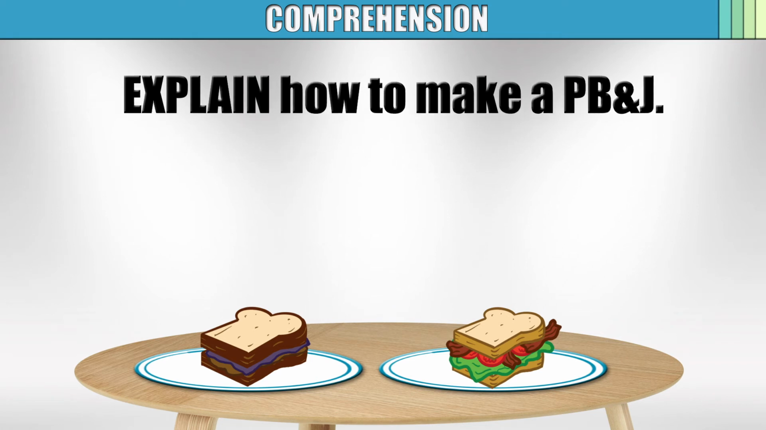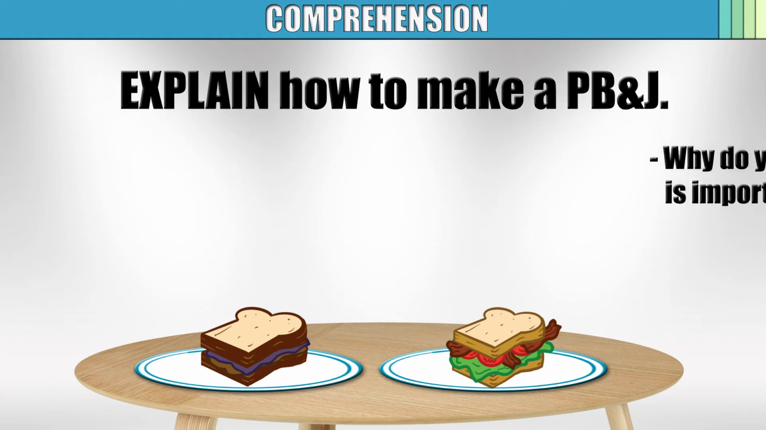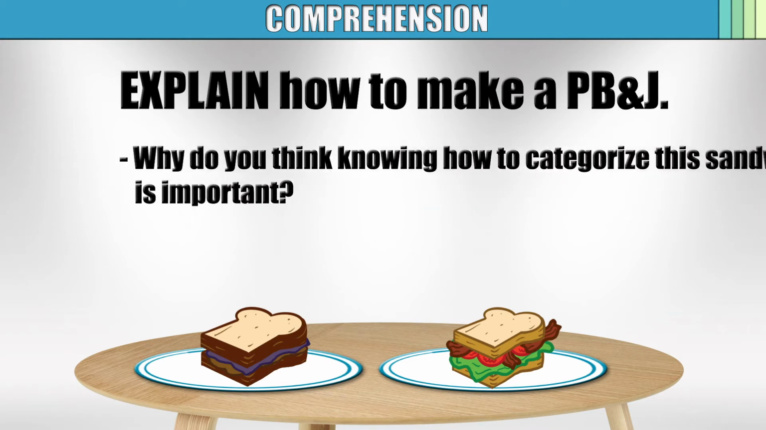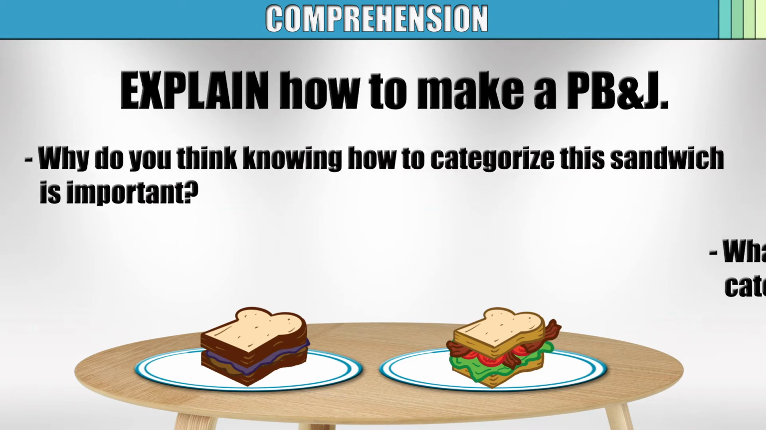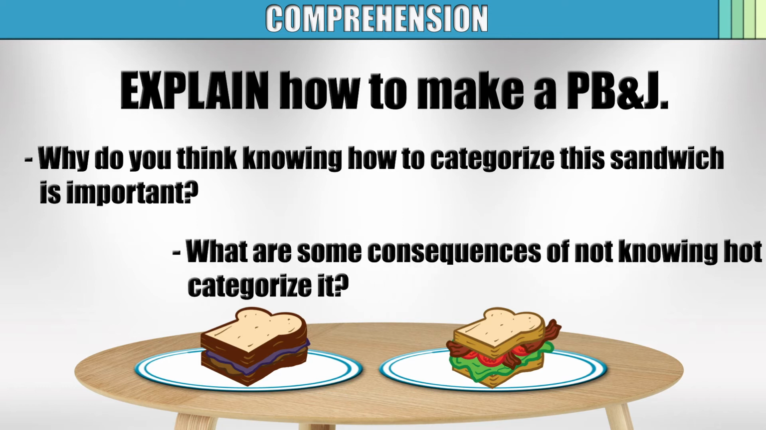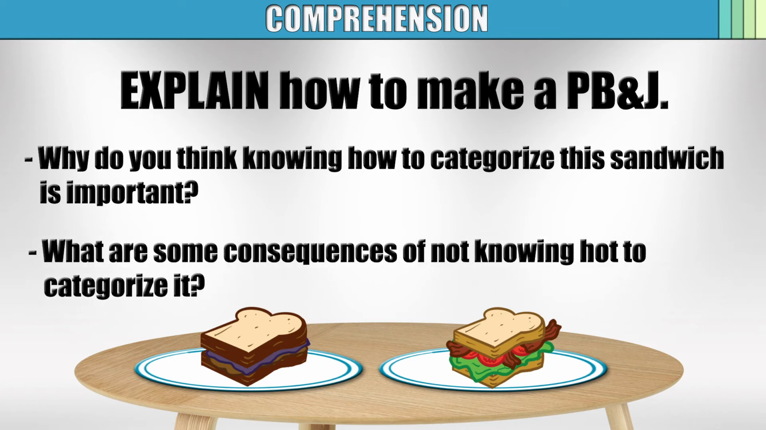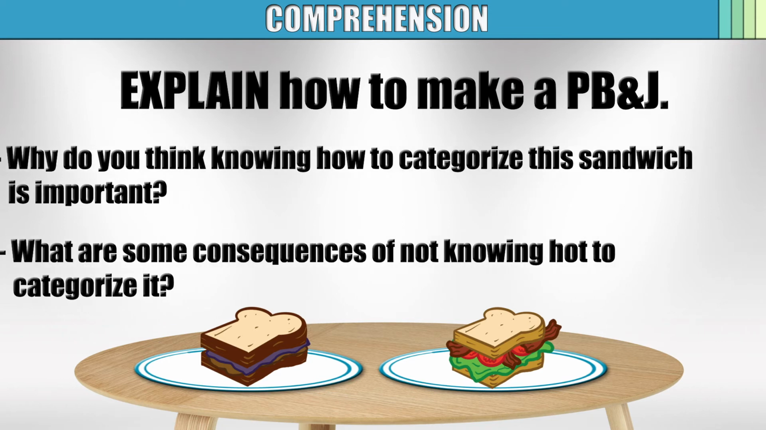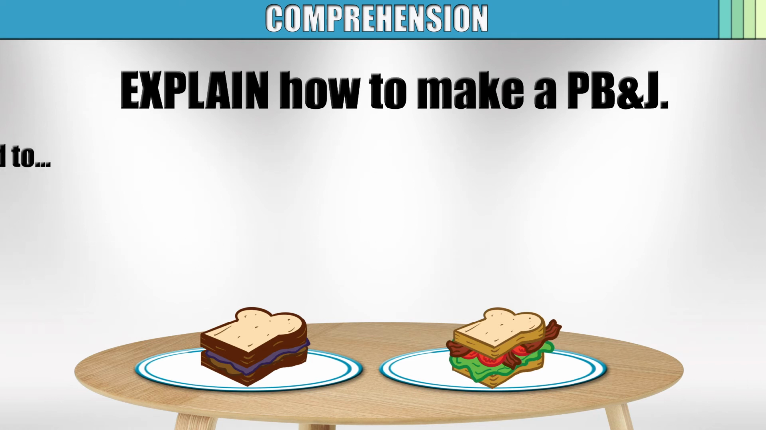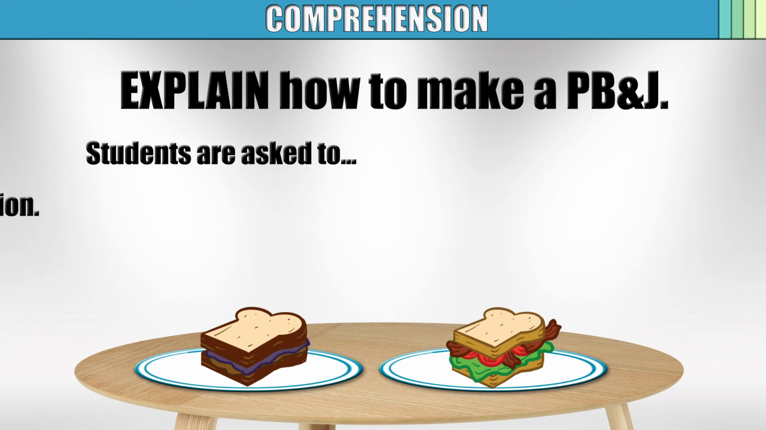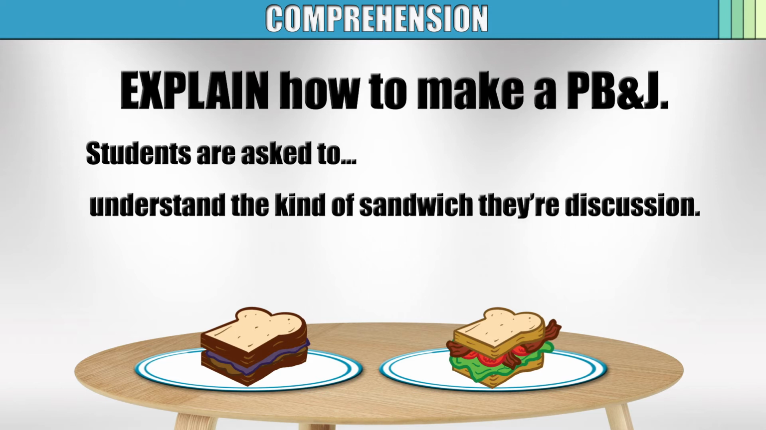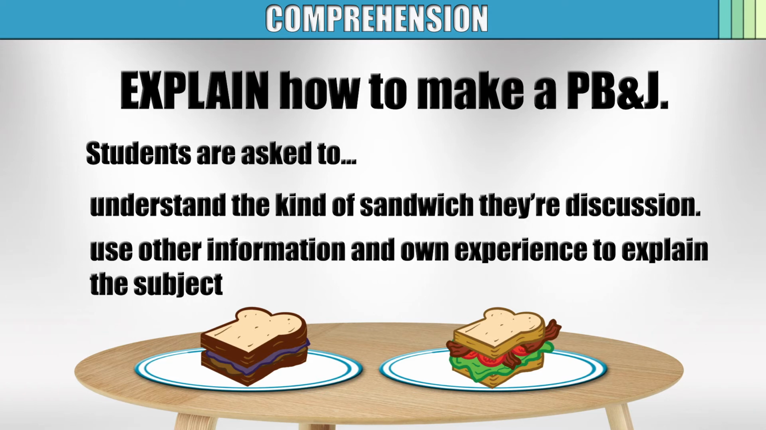Then the facilitator could ask these follow-up questions. Why do you think knowing how to categorize this sandwich is important? What are some consequences of not knowing how to categorize it? Students are now being asked to understand what kind of a sandwich they are discussing. They are now using other information and their own experience to explain the subject at hand.